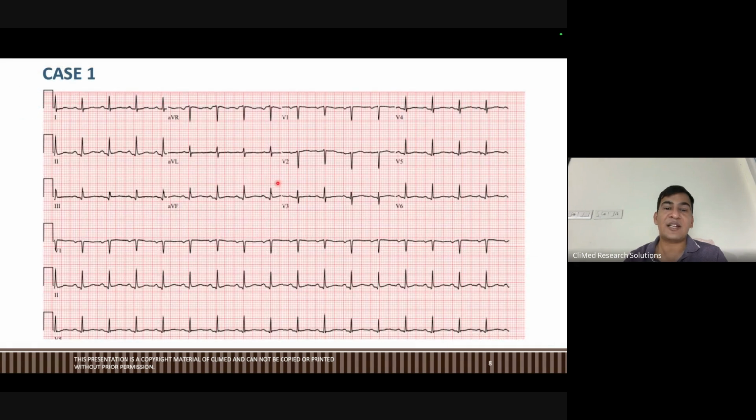Now, case one is the simple case. Can you please tell me what this ECG shows? And can you identify what kind of arrhythmia it is? What kind of tachycardia it is? This is a challenge. This is case one. So over to you guys, and please participate.